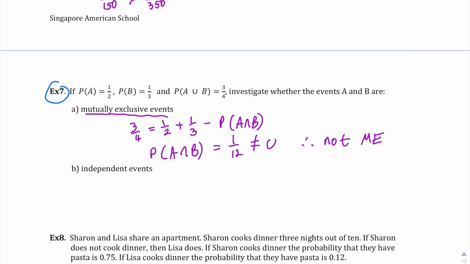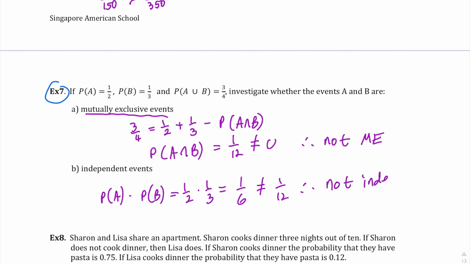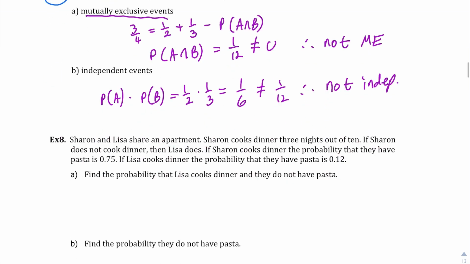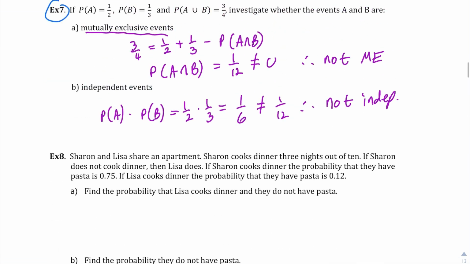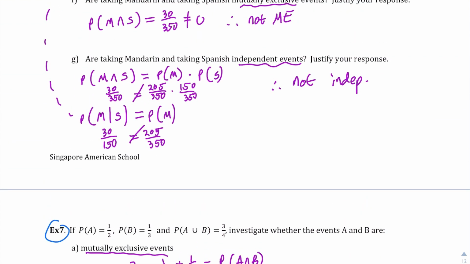And similarly, we've got the probability of A and B, or A intersection B, from the first part is 1/12. I'm going to work out that the probability of A times the probability of B is 1/2 times 1/3, which is 1/6, which does not equal 1/12, and therefore I can also conclude that these two events are not independent. Okay, so a few more examples for you to use to check your understanding.